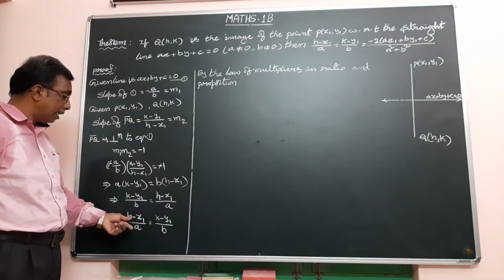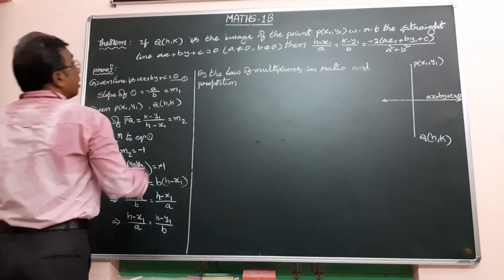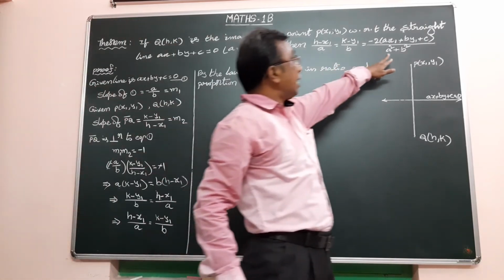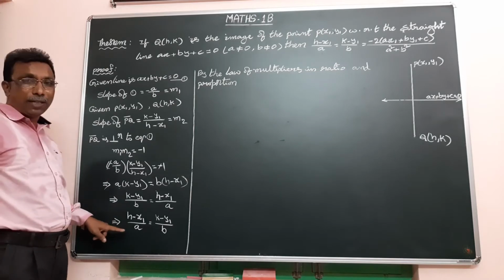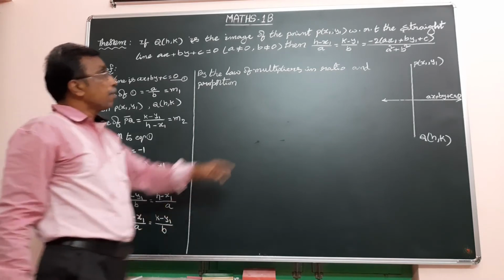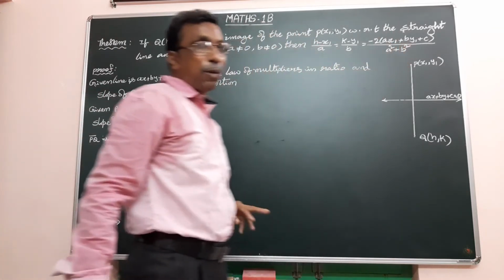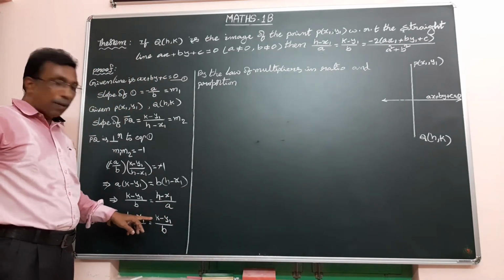Here, h minus x1 by a. Now we require a square, so we multiply the numerator and denominator with a. Here b only. Now I require b square, so we multiply the numerator and denominator with b.